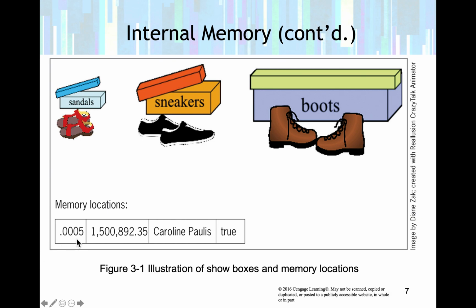So here we have different memory locations. This is one that's holding a decimal. This is holding also a decimal. This is holding a string. And this is holding either a Boolean, either true or false.